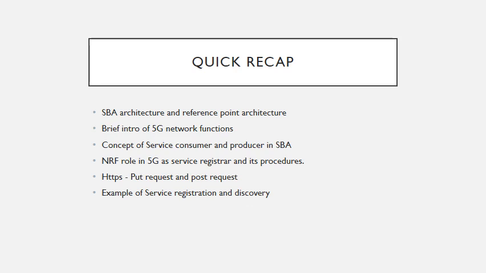So friends, in this final slide, let's have a quick recap of what we understood in the last few slides. Initially we understood the difference between SBA, that is service-based architecture, and reference point architecture. Then how HTTPS is the base protocol of SBA, and how the network functions communicate with each other. Then we had a brief intro of all the 5G network functions one by one. The concept of service consumer and service producer in SBA. The role of the NRF in 5G, how it keeps the registry of all the network functions providing services, and the different procedures it supports: network function registration, deregistration, service discovery, service update, like that.